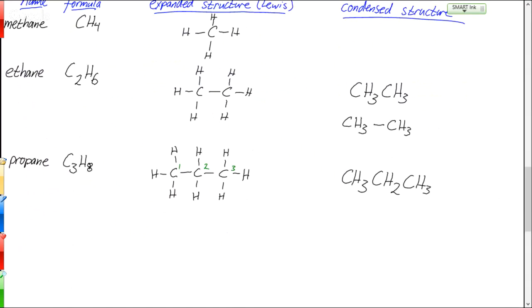Then when you move to a different style of structure, we can go 1, 2, and 3 and kind of keep track and make sure we've got everything connected to everything else in the right way.